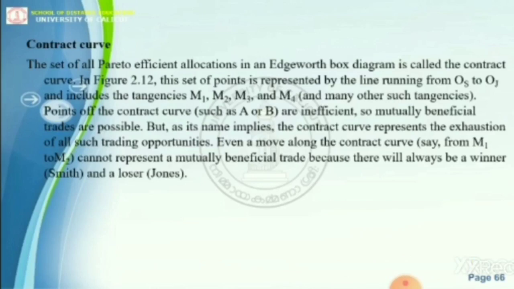This set of points is represented by the line running from OS to OJ and includes the tangencies M1, M2, M3 and M4. Okay? Points off the contract curve such as A or B are inefficient, so mutually beneficial trades are possible. But as its name implies, the contract curve represents the exhaustion of all such trading opportunities. ഞാൻ ഇനി അത് പറയുന്നില്ല കേട്ടോ, നിങ്ങൾക്ക് മനസ്സിലായി കാണും. Even a move along the contract curve, say from M1 to M2, cannot represent a mutually beneficial trade because there will always be a winner and a loser. അതായത് നമ്മൾ നേരത്തെ പറഞ്ഞ ബെറ്റർ ഓഫും വേഴ്സ് ഓഫും തന്നെ.